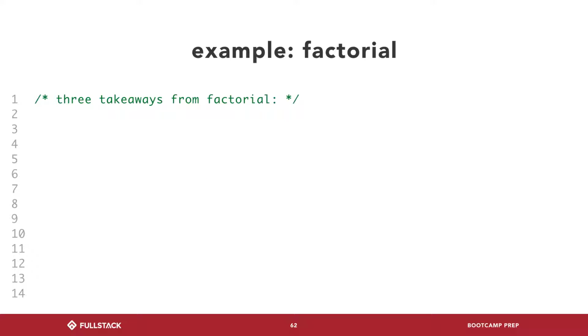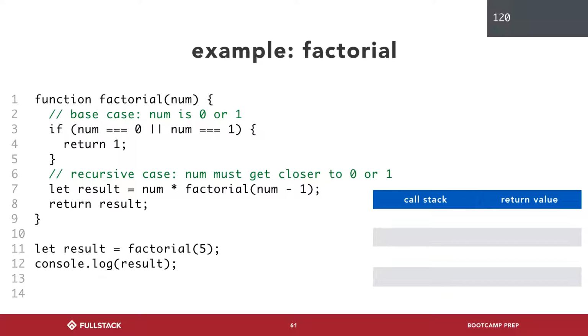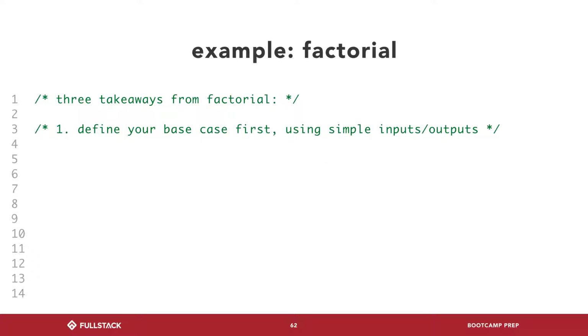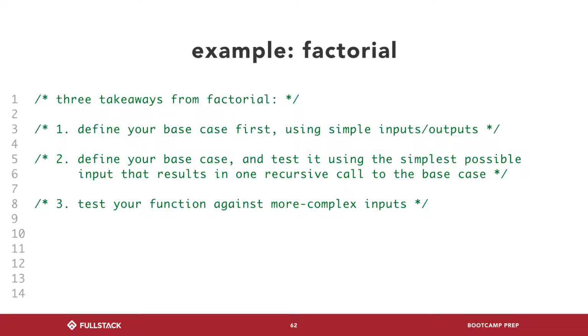Okay, any questions so far from just the examples that we've seen? Are people conceptually understanding at least a little bit of how recursion is supposed to work now? Okay, so to wrap this up, a few big things about factorials.